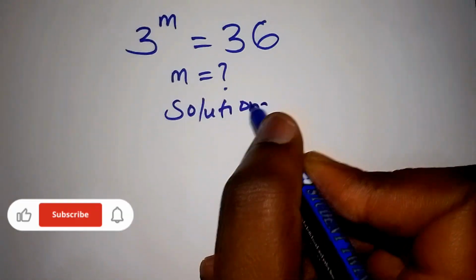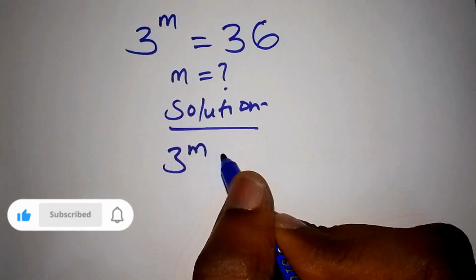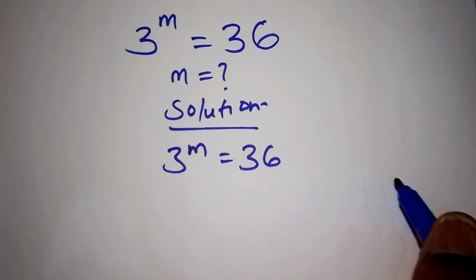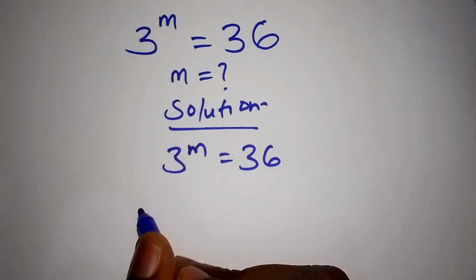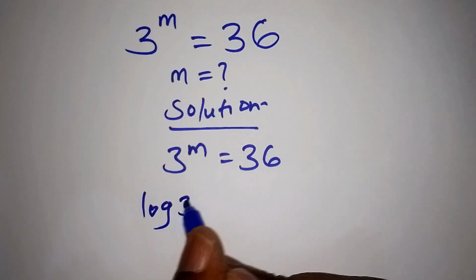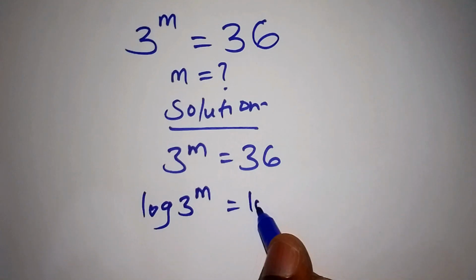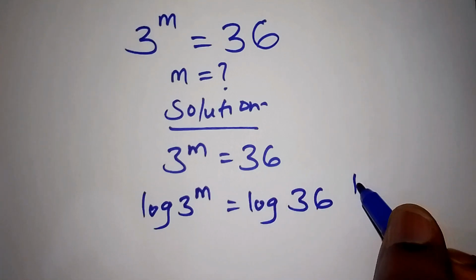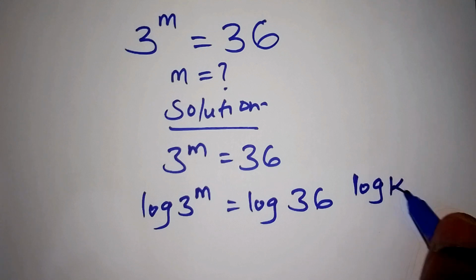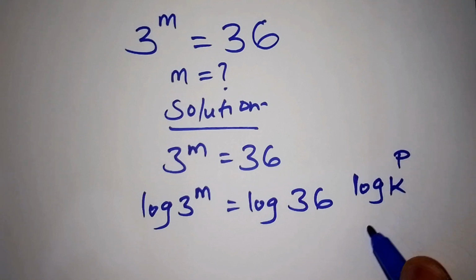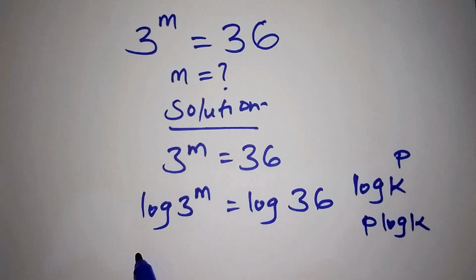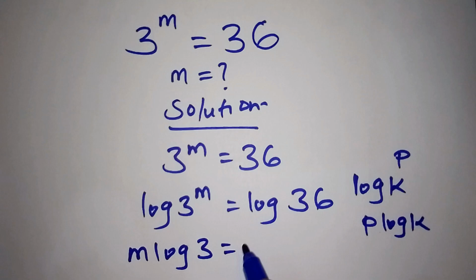Solution. So we have 3 to the power of m is equals to 36. The first thing that we need to do is to change all of this into the form of log. So here now we shall have the log of 3 to the power of m is equals to the log of 36. Assuming that we have the log of k to the power of p, this can be written as p, the log of k. So now we shall have m, the log of 3 is equals to the log of 36.